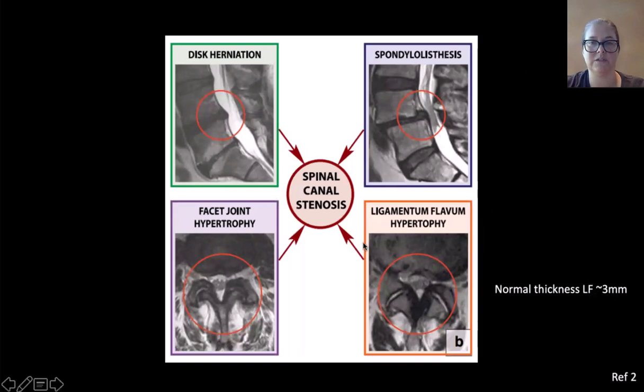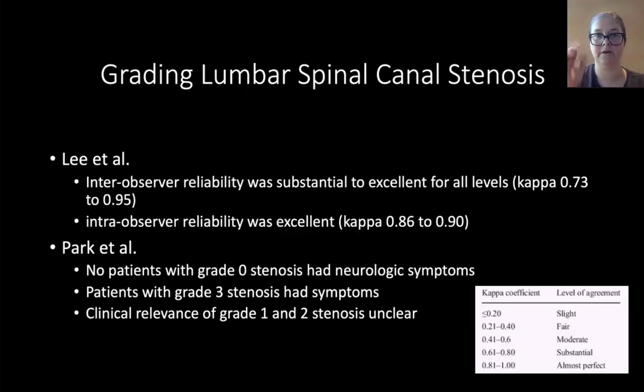Two other things that we'll just discuss before we move on to grading. So facet joint hypertrophy, there is actually a grading scheme which we'll go through for mild, moderate, and severe. And then ligamentum flavum hypertrophy, some purists will say it's not hypertrophy, it's not an increase in cells, it's just thickening. I tend to say thickening of ligamentum flavum. I think if you say hypertrophy, people understand what you mean, but just understand that some people could take issue with that term, hypertrophy.